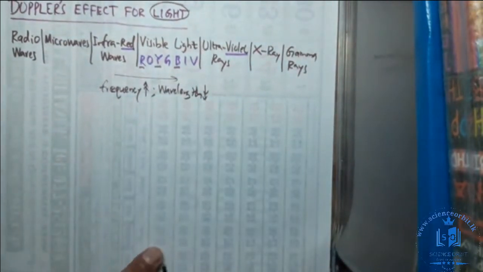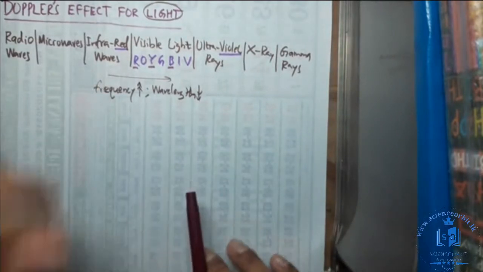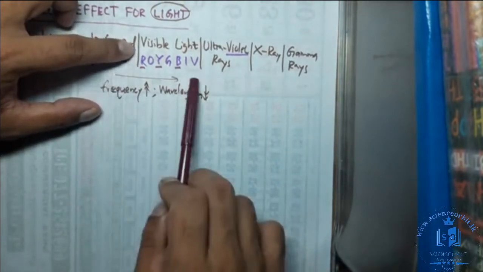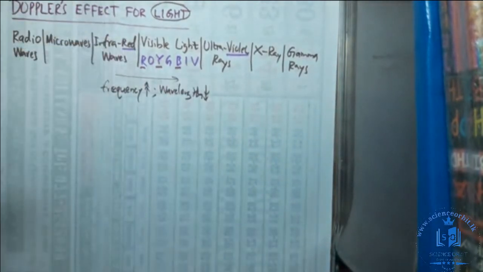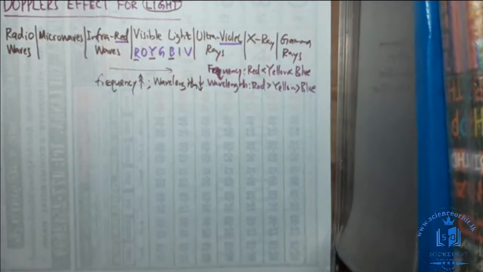Okay, so when you compare red, yellow and blue, we can compare their frequencies and their wavelengths. Red will have a lower frequency but higher wavelength, and blue on the other hand will have high frequency but low wavelength. This is the order for those 3 main colors. Alright, now let us see how Doppler's effect works for light.